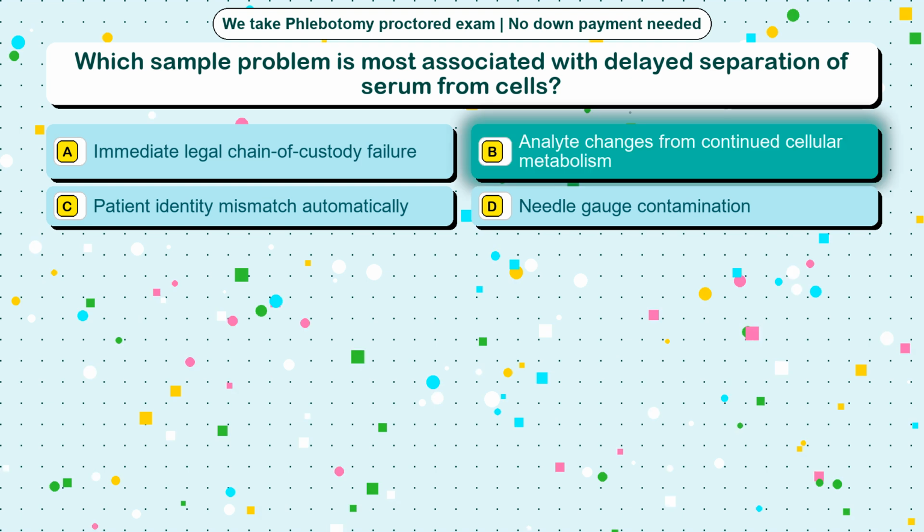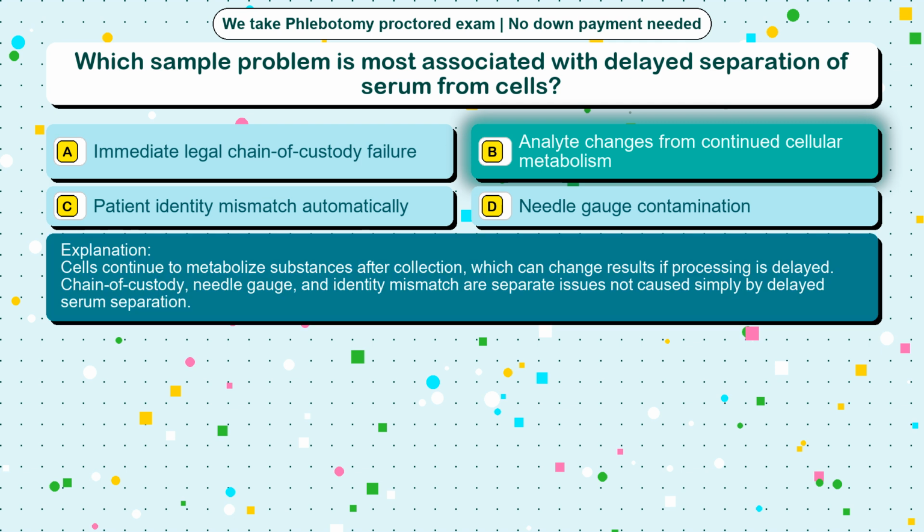The correct answer is option B. Analyte changes from continued cellular metabolism. Cells continue to metabolize substances after collection, which can change results if processing is delayed. Chain of custody, needle gauge, and identity mismatch are separate issues not caused simply by delayed serum separation.